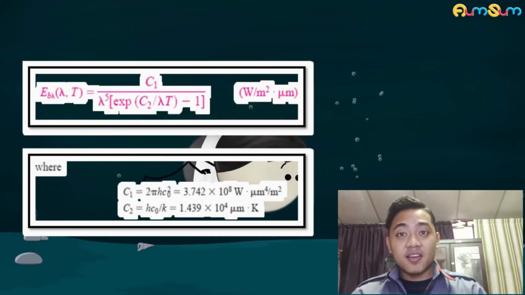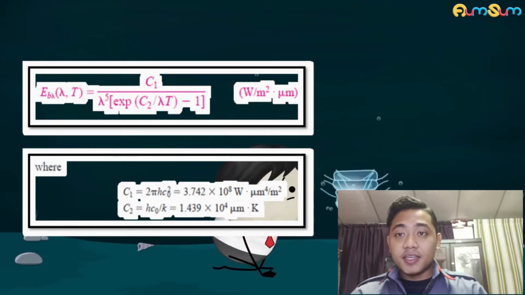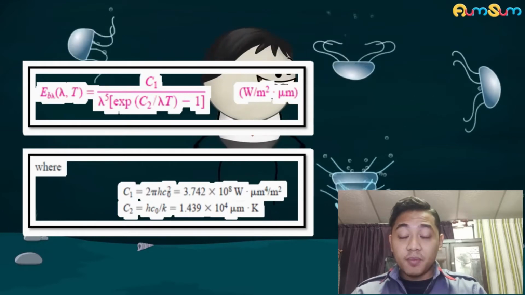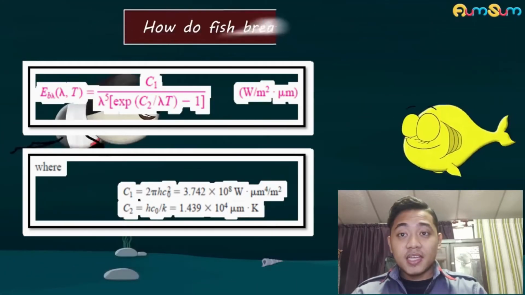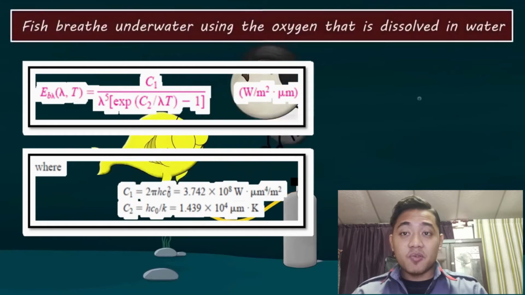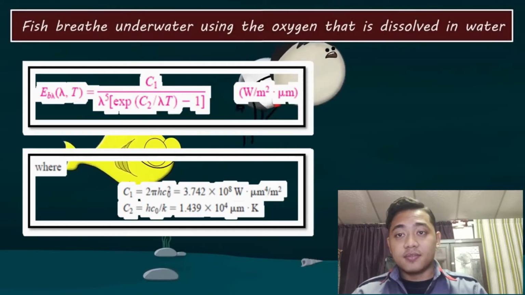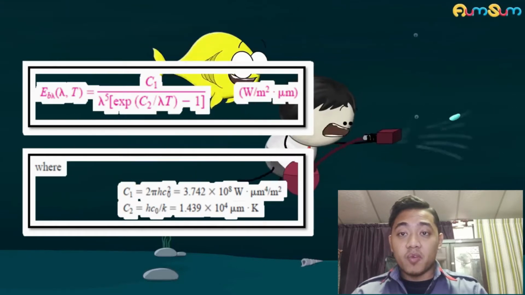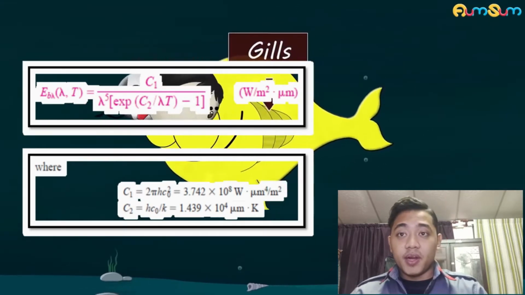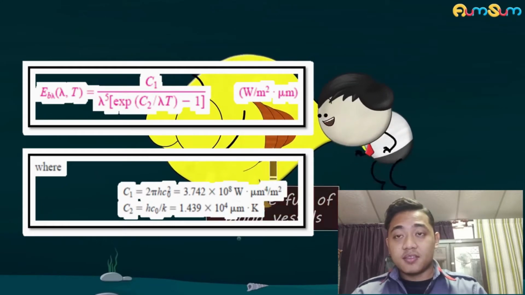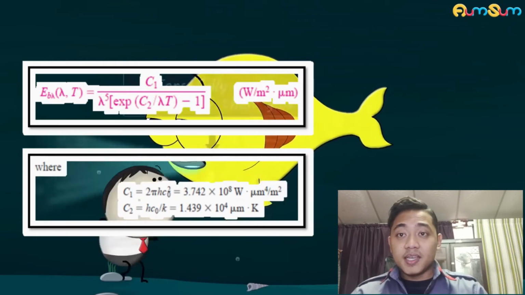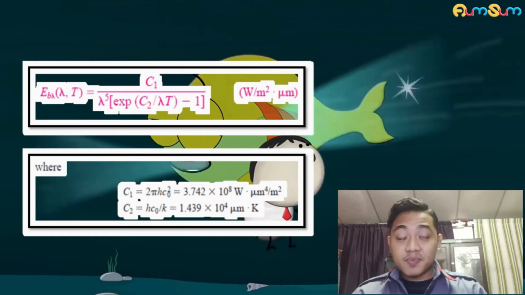This relation is known as Planck's law and is expressed as E_b lambda(T) equal to C1 over lambda to the power of 5 times bracket exponent of C2 over lambda T minus 1, where C1 is equal to 2 pi h c squared and C2 is equal to h c over k. T is the absolute temperature of the surface, lambda is the wavelength of the radiation emitted, while k equal to 1.3065 multiplied by 10 to the power of minus 23 is the Boltzmann constant.